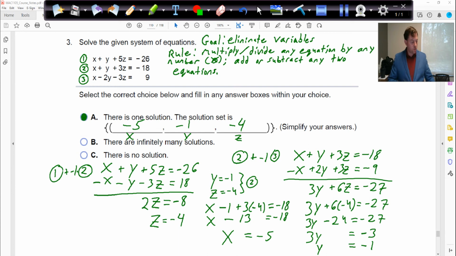Okay, and you can check this if you want. You would put this ordered triple into the 3 equations like we did in the first 2 problems, and you will get minus 26 equals minus 26. You'll get minus 18 equals minus 18, and you'll get 9 equals 9. So it will check out. I'm going to skip that step just for the sake of time, but you could check it if you wanted to make sure that those 3 numbers are correct. Okay, so that's how you do number 3.